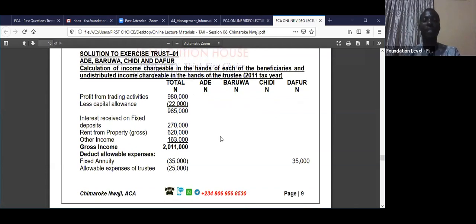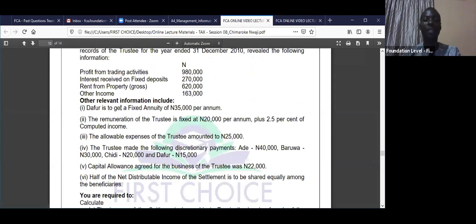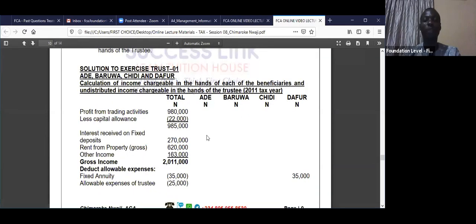Sorry for that. Okay. Then we said after we get our gross income, which we also call total income, we deduct allowable expenses. And what are the allowable expenses? First one is the fixed annuity, 35,000 naira. So here we say fixed annuity, we are deducting 35,000. Now, as we are deducting this money, it is going from the trustee and entering into the hand of Dafoe. So you see, it is having minus here and a positive sign here.